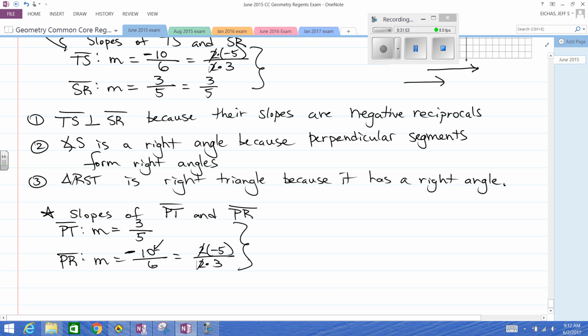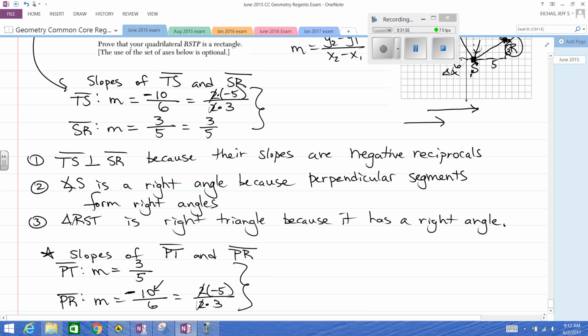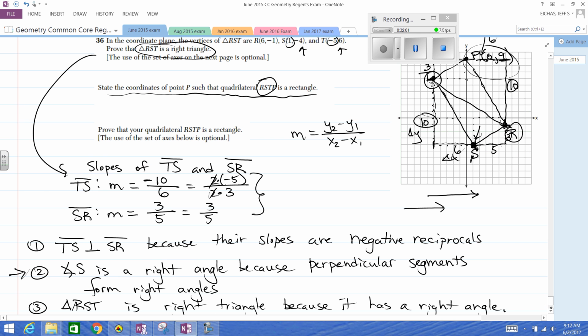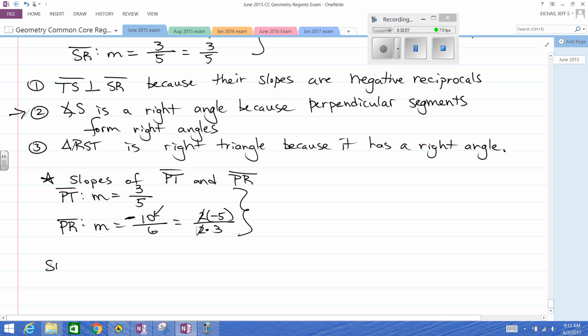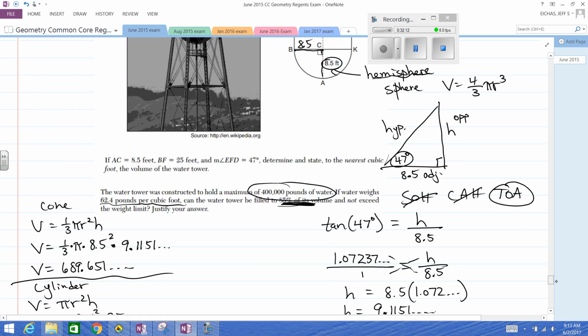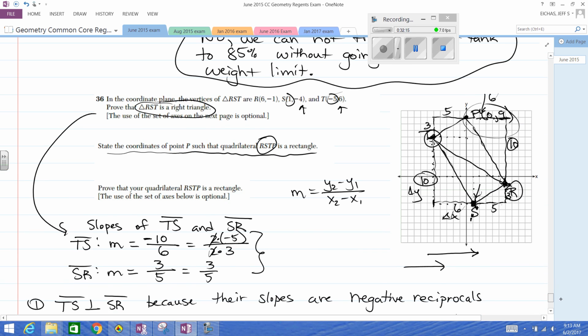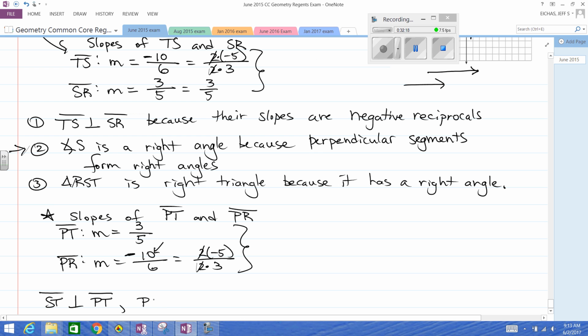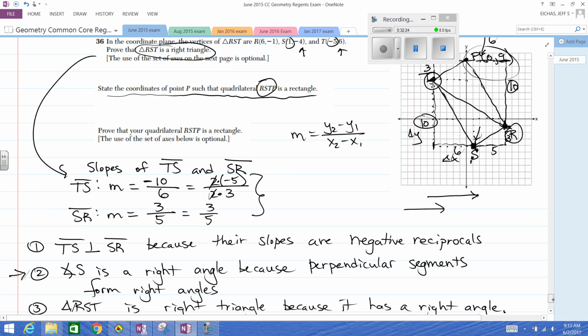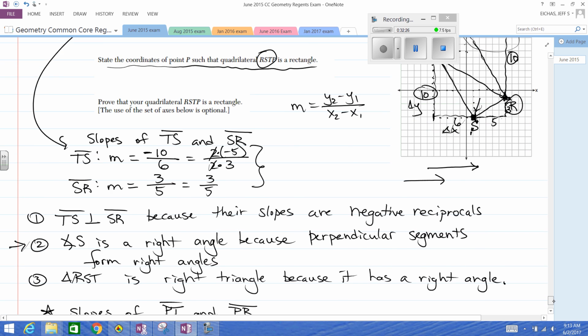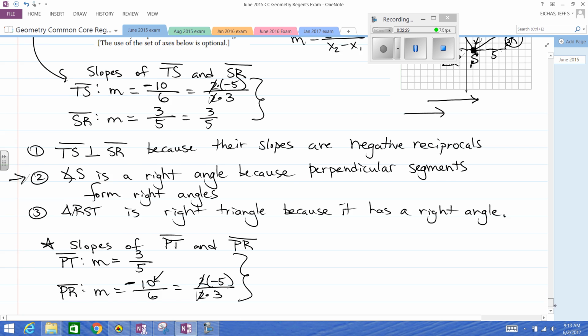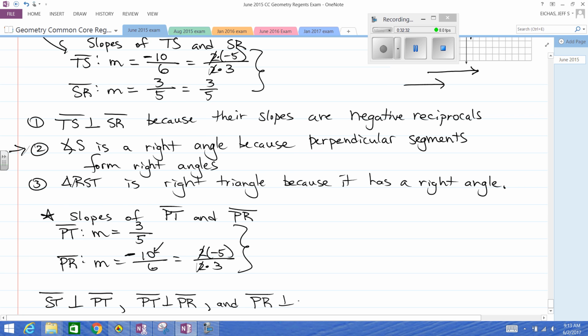Okay, here we go. We've got our list of all our slopes, right? So I'm going to continue with my statements. I already got S as a right angle. Let's get the rest of them. All right, so ST is going to be perpendicular to PT. Sorry, PT is going to be perpendicular to PR. And RS is, we already did that one. PR is going to be perpendicular to RS.